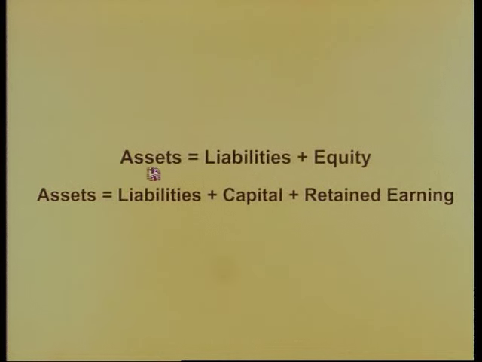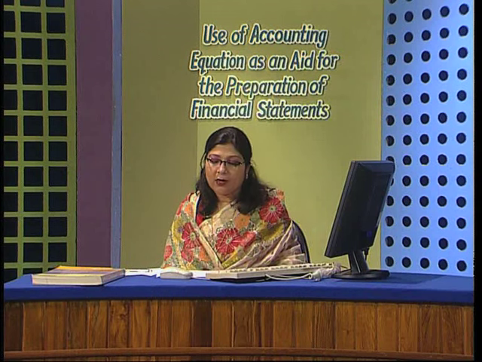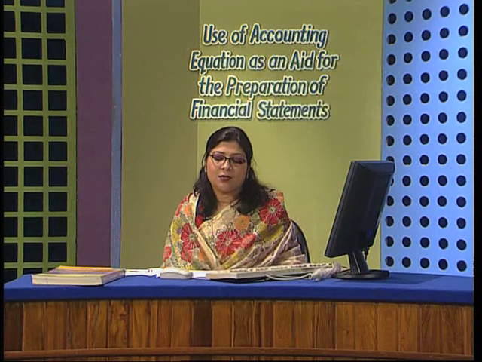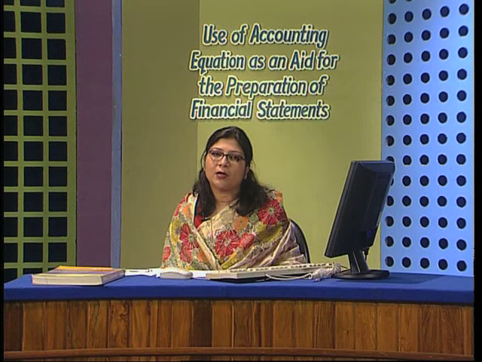With the starting of the business, the financial position of an entity can be expressed as assets equals liabilities plus equity. As we further expand the accounting equation, that is, we consider the components of the accounting equation, we can have the equation like this: assets equals liabilities plus capital plus retained earning. That is, the owner's equity has two components, which is contributed capital or capital and the retained earning. Retained earning is affected by three elements, that is the revenue, expenses, and dividend or drawing.